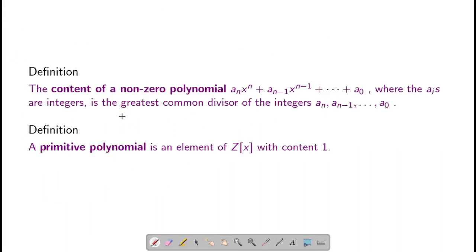Now we move our attention to polynomials in Z[x]. If a_n x^n + a_{n-1} x^{n-1} + ... + a_0 is a polynomial in Z[x], then we define the content of this polynomial to be the greatest common divisor of its coefficients. If the content of a polynomial in Z[x] is 1, we call this polynomial a primitive polynomial in Z[x].